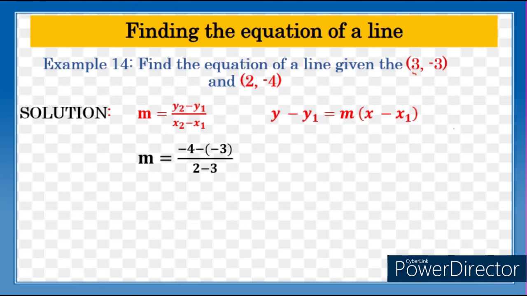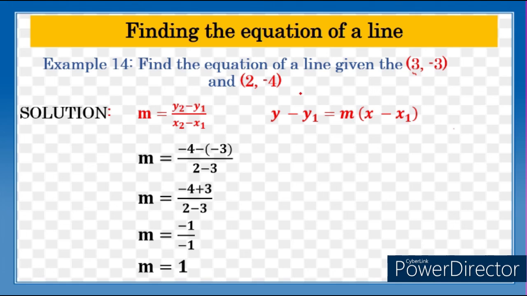Okay, so substitute lang po natin. So we have here m is equal to negative 4 minus negative 3 over 2 minus 3. Okay, so negative times negative is equal to positive. So we have m is equal to negative 4 plus 3 over 2 minus 3. Okay, ready na po natin i-subtract. So negative 4 plus 3 is equal to negative 1 and 2 minus 3 is equal to negative 1. So we have here the value of the slope is positive 1.